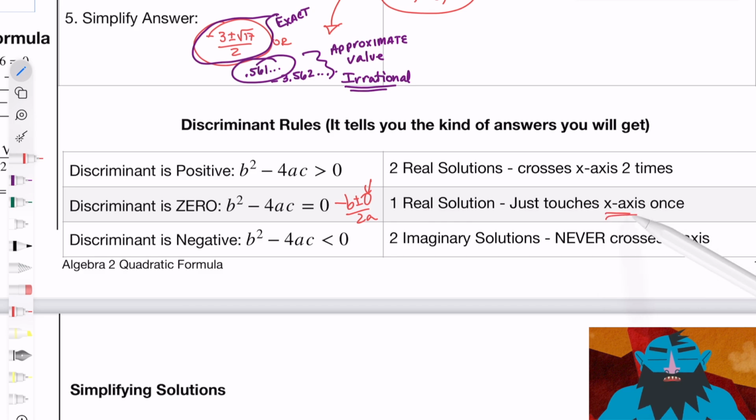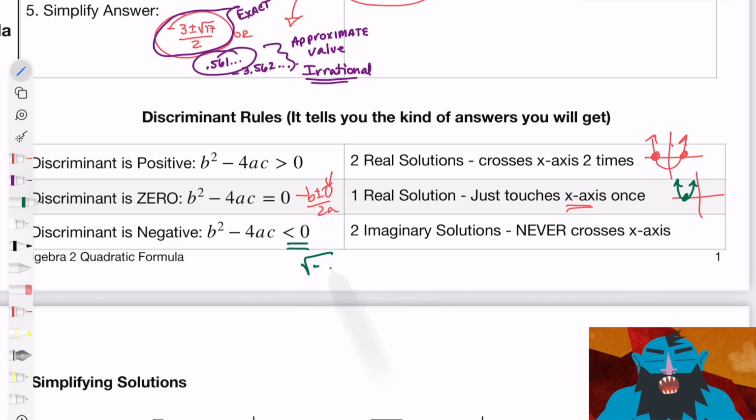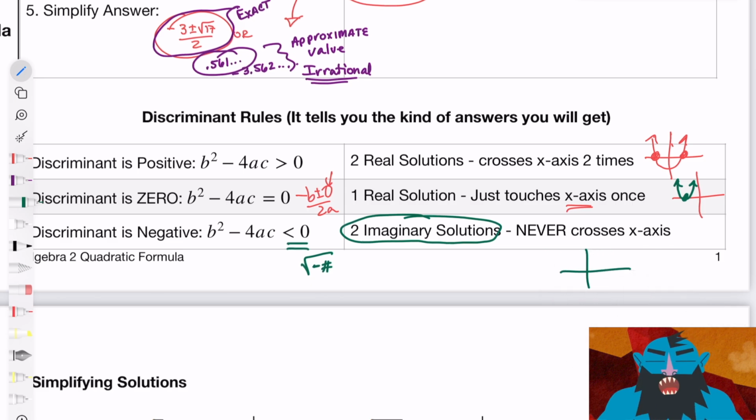You'll just touch your x-axis once. So real solutions will do this: cross the x-axis in 2 positions. If your discriminant comes out to be 0, it only touches your graph in 1 spot, like that. And finally, if your discriminant is less than 0, you're square rooting some sort of negative number inside your radical. If that's the case, you'll always get imaginary solutions, and there'll be 2 of them. But your graph then wouldn't even cross the x-axis. So when you have a graph that doesn't cross, you get these imaginary answers.